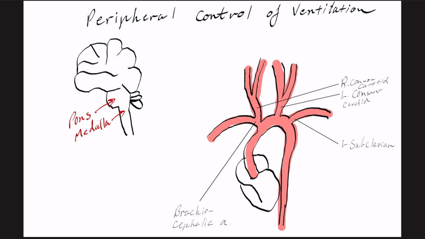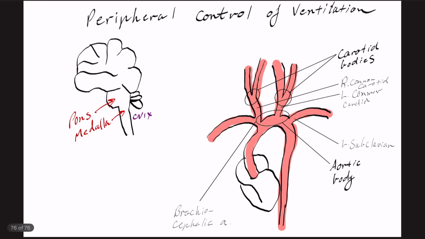Both of these carotid arteries divide into an internal and external carotid artery. Just at the arch of the aorta, there's what's called the aortic body. And then around the branching of the common carotids into the internal and external, there are the carotid bodies. These are important, and I'll explain why in a moment, but they're innervated by cranial nerve 9, which goes to the carotid bodies, and cranial nerve 10, which goes to the aortic bodies.